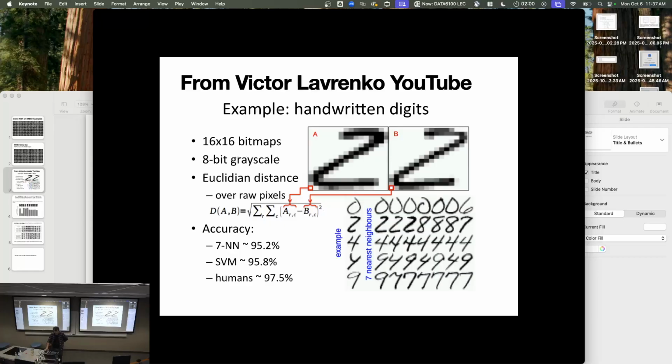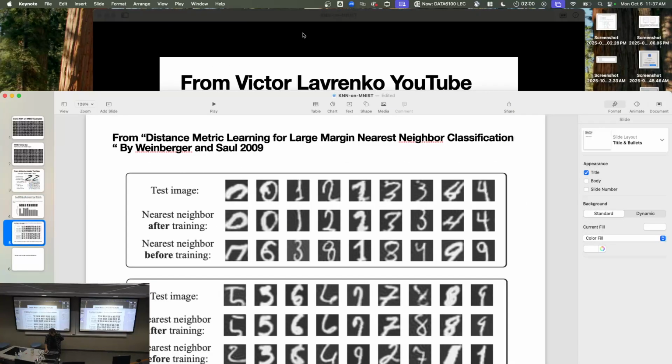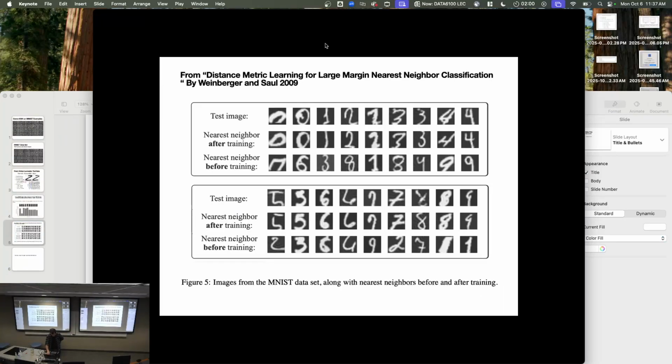So you can attempt to fix these things. So here is an attempt. This is a paper from 2009 where they were modifying the distance function. So the distance function would somehow take into account that if you shift it over, it's okay.